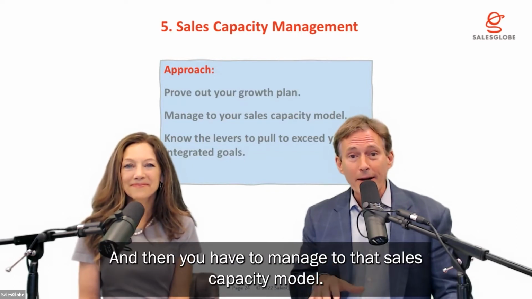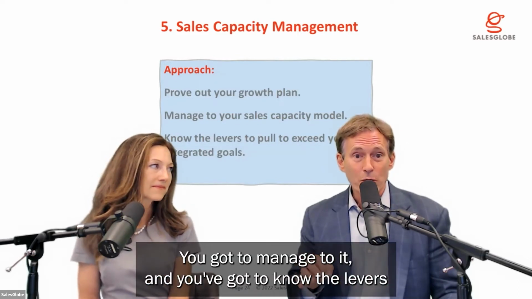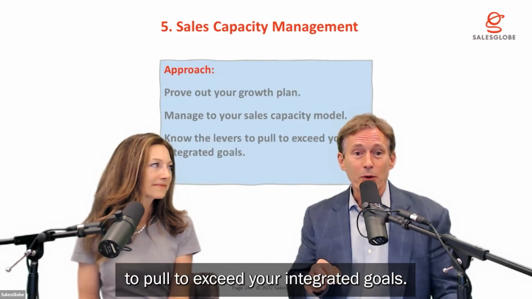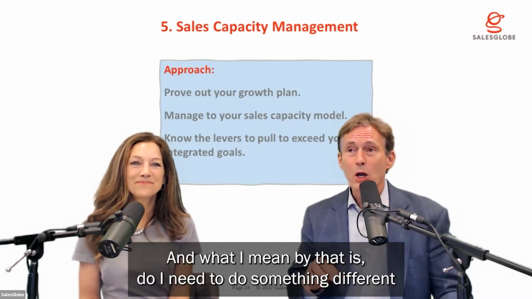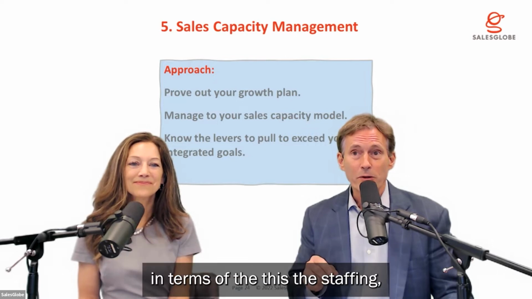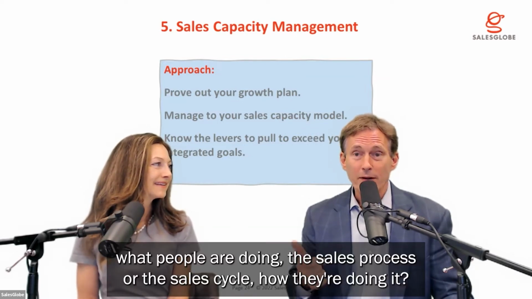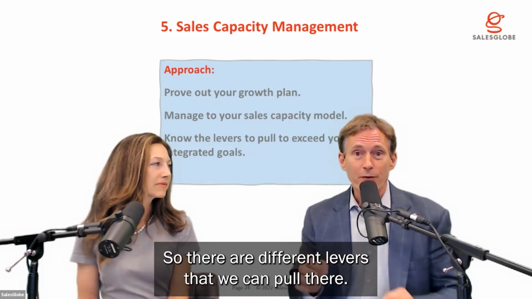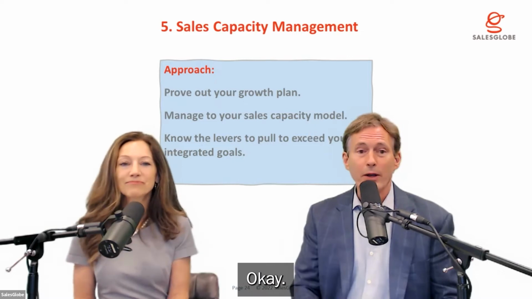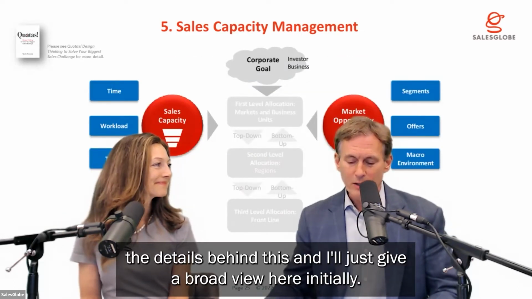And then you have to manage to that sales capacity model. So you got to prove it out. You got to manage to it, and you've got to know the levers to pull to exceed your integrated goals. And what I mean by that is, do I need to do something different in terms of the staffing, what people are doing, the sales process or the sales cycle, how they're doing it? So there are different levers that we can pull there.